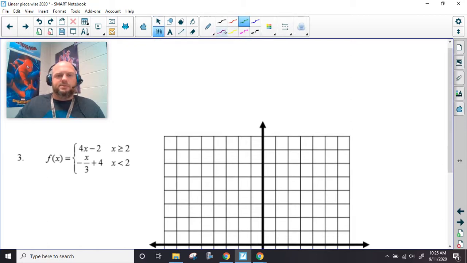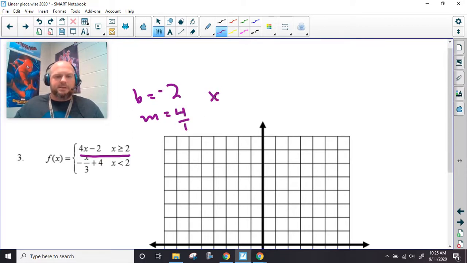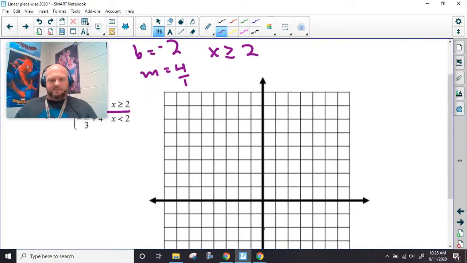So let's use purple. For this one, my b is going to be -2. My m is going to be 4, or 4 over 1. And I'm going to write my rule right here so it will help me later. All right, so I've got to go to -2, make a dot. I've got to go over 1, up 4. 1, 2, 3, 4. Yes, it goes off the graph.